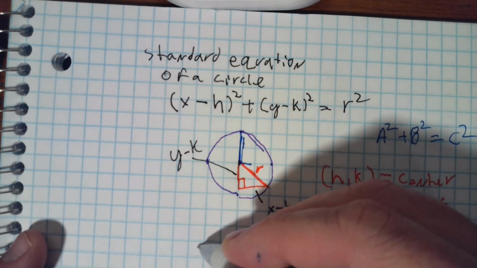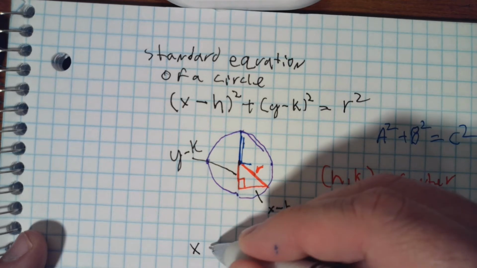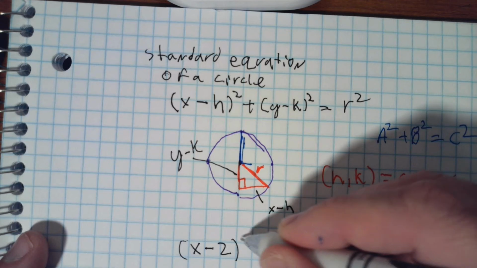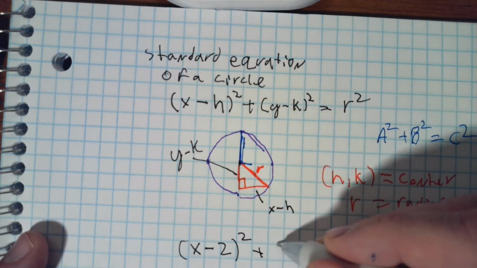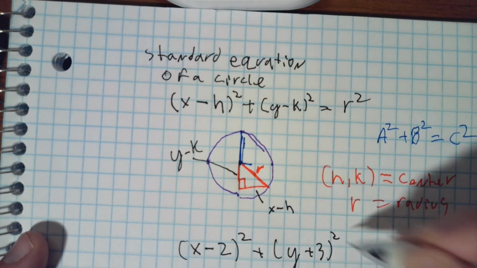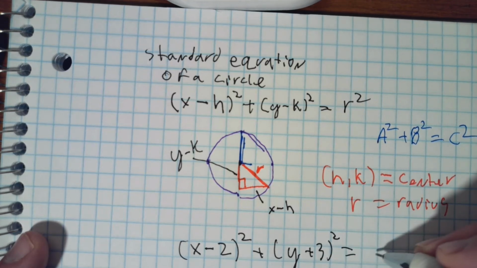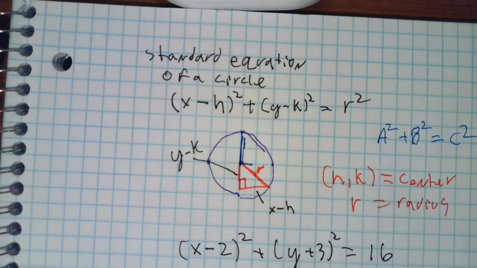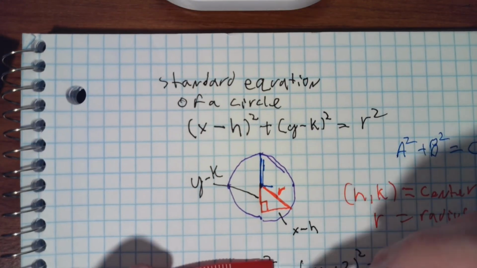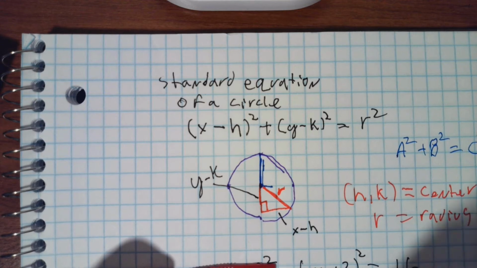So I'm going to write down a formula here. So x minus 2 squared plus y plus 3 squared equals 16. Okay. So to graph it, of course, we're going to need to get our handy dandy straight edge here. So I'm just going to draw a little coordinate plane. We've done that before.